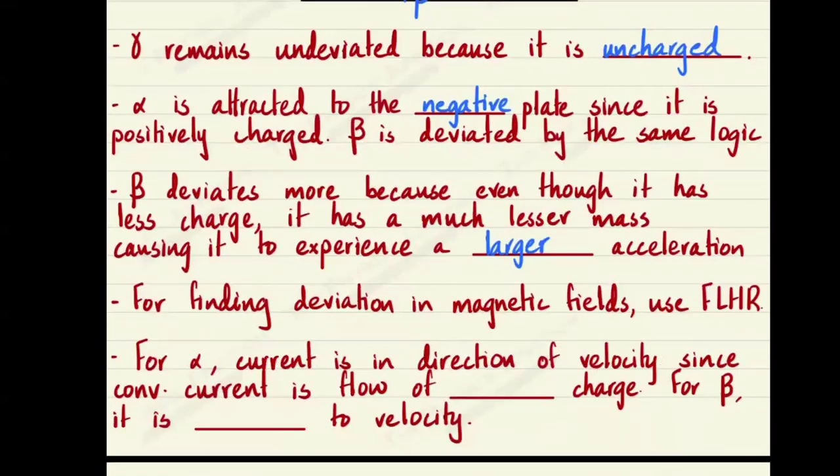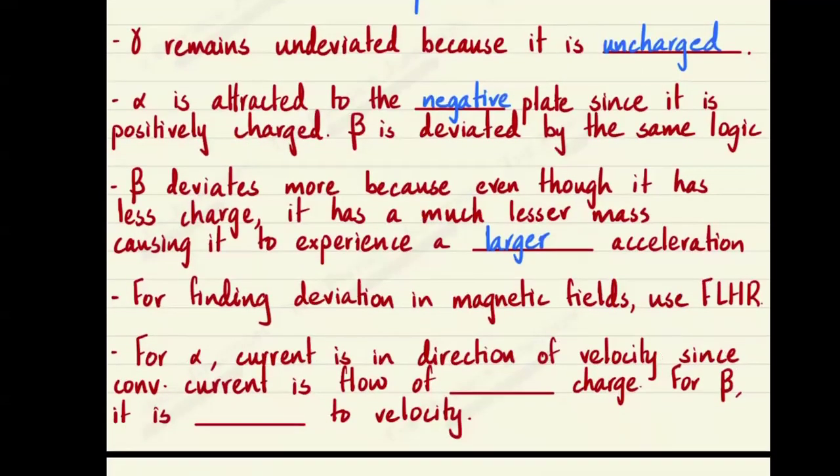So for alpha, current is in the direction of velocity, since conventional current is the flow of positive charges. For beta, since it is a negative charge, it is opposite to the direction of velocity.